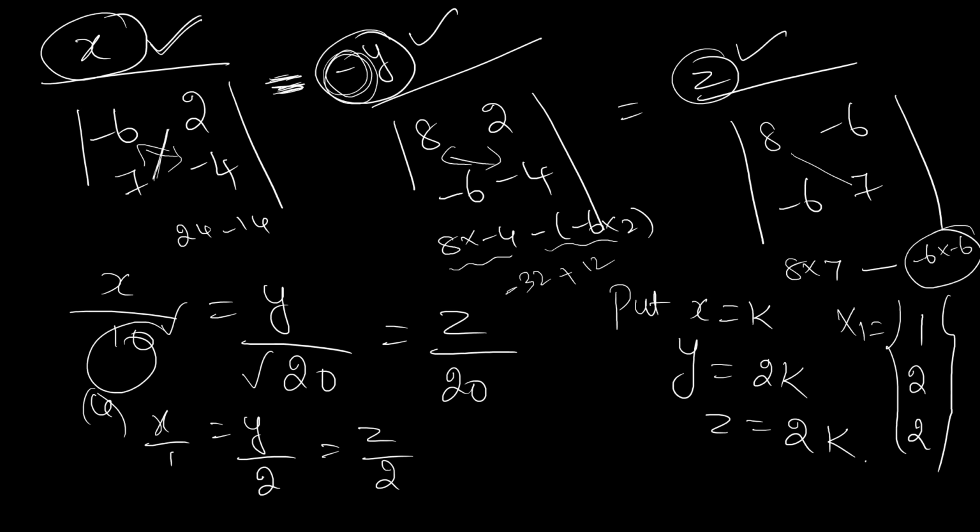Please be careful with the calculations. So you are getting 20 here. So these are the values. If I simplify it, x by 1, y by 2, z by 2, because it's a multiple of 10, right? So if I substitute x as k, y is nothing but 2k and z is also 2k in this case. So the x1 values are 1, 2 and 2. Okay, so this is the eigenvector corresponding to the eigenvalue 0.